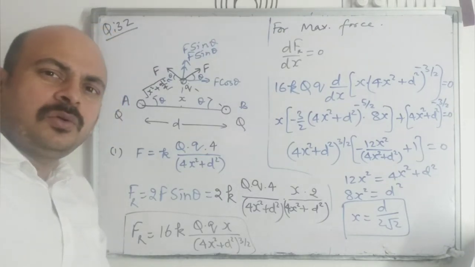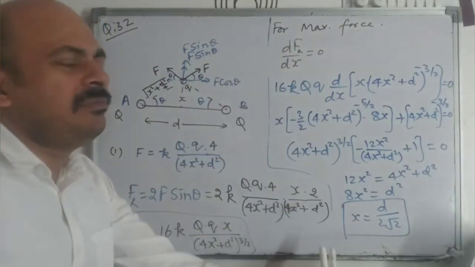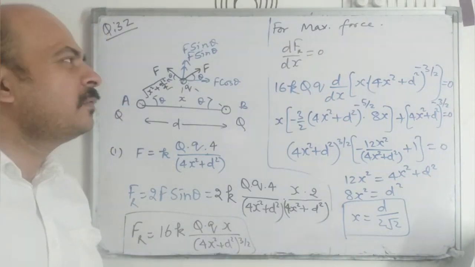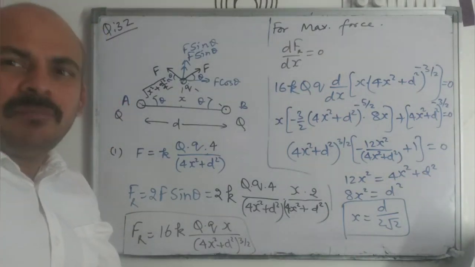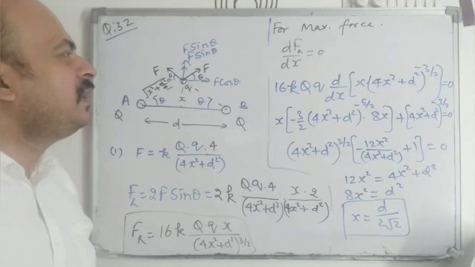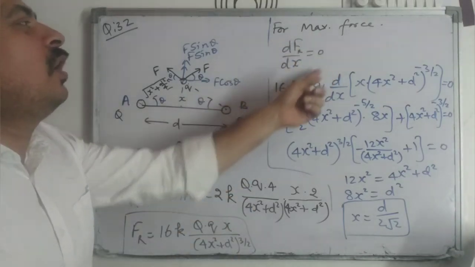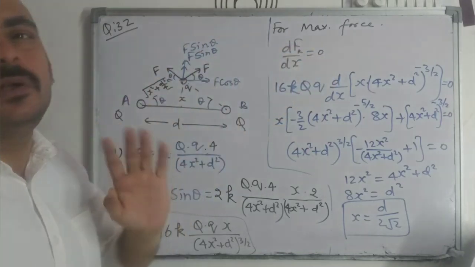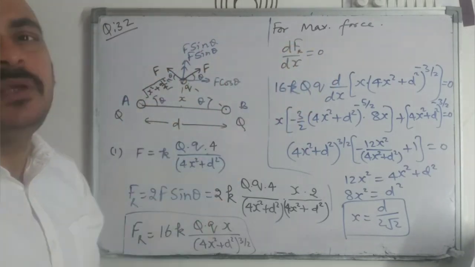Question number 42 is also based on the same concept, maxima, and there are many problems given in your book. To calculate maximum force or maximum electric field, you have to solve in this way: dF by dx will be equal to 0 or dE by dx will be equal to 0.